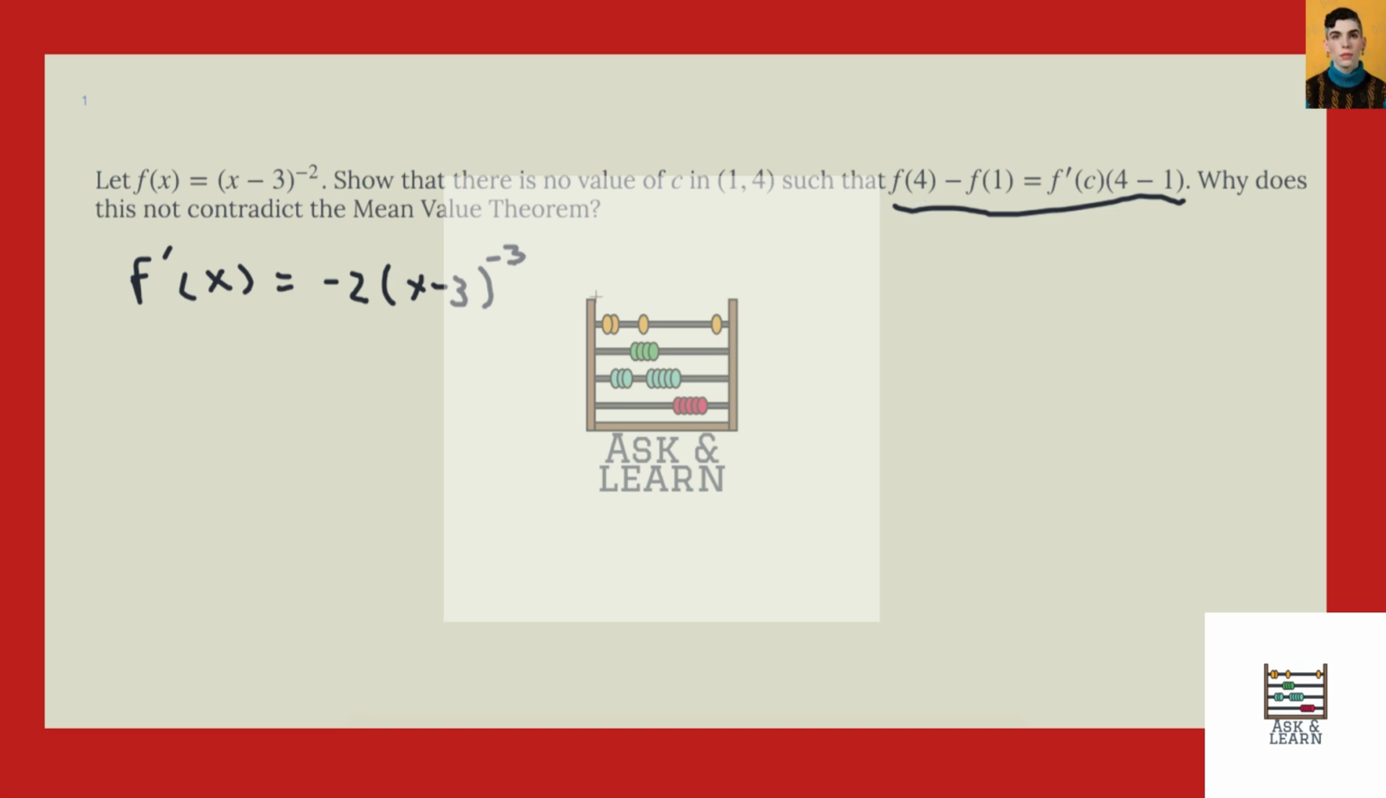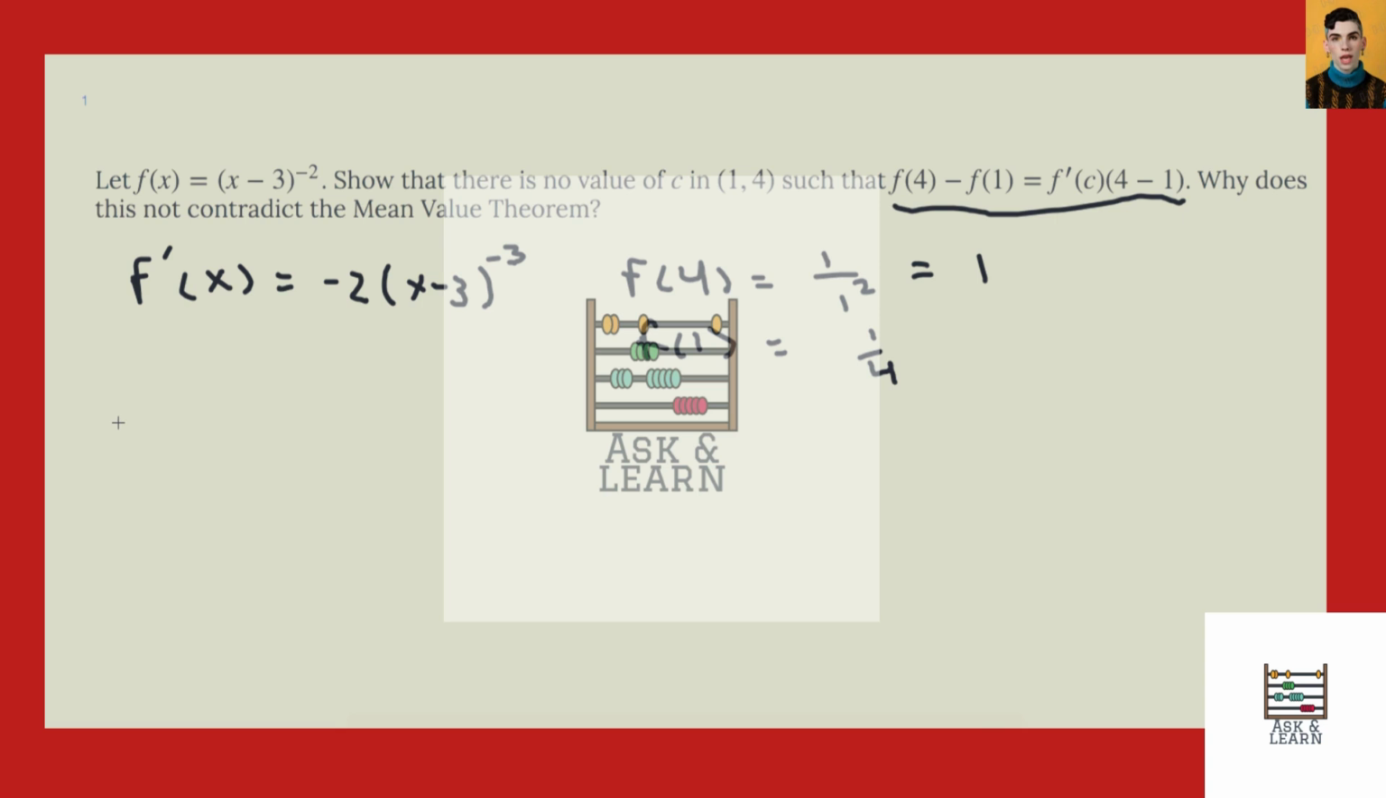And we are also going to evaluate our values, f of 4 and f of 1. So f of 4 is simply equal to 1 over 1 squared, so this will just come out to be 1. If you just do the math, 4 minus 3 is 1. And then f of 1 comes out to be 1/4. And you can also check that by plugging in that value, and then you'll get 1/4 as well.